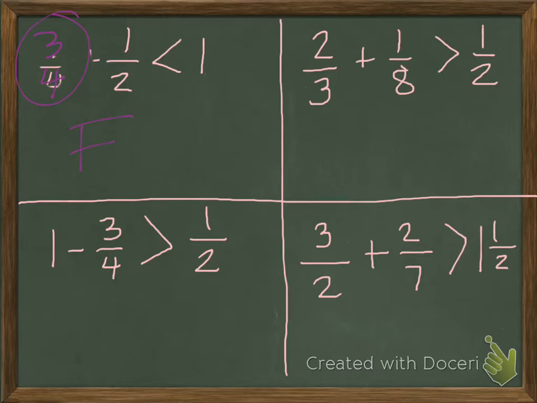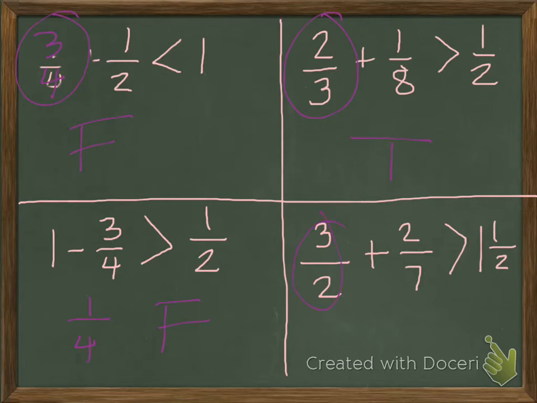B says 1 minus 3/4 is greater than 1/2. So if I have 1 and I take away 3/4, I have 1/4 left. 1/4 is not greater than 1/2. So this is also false. C says 2/3 plus 1/8 is greater than 1/2. 2/3 is already greater than 1/2. So if I add 1/8, that would still be greater than 1/2. So this is true.